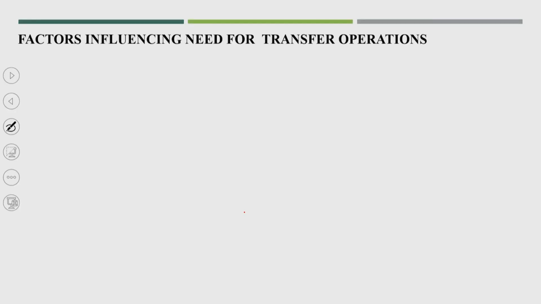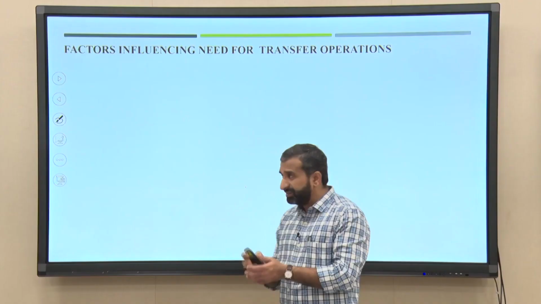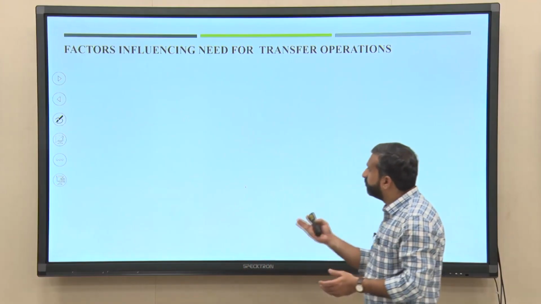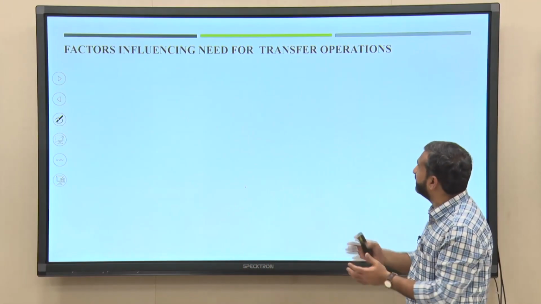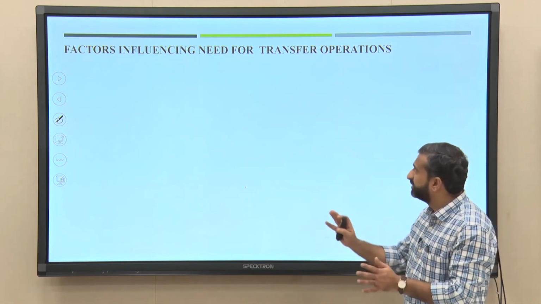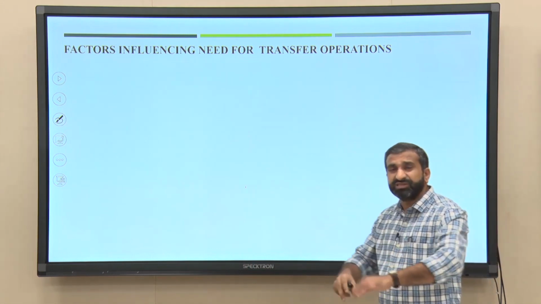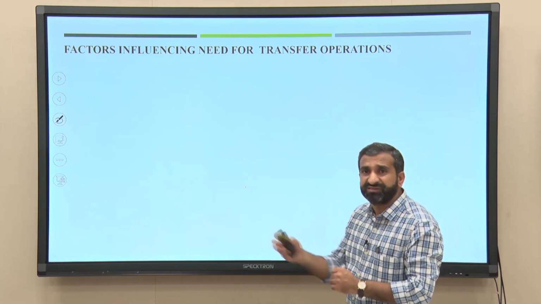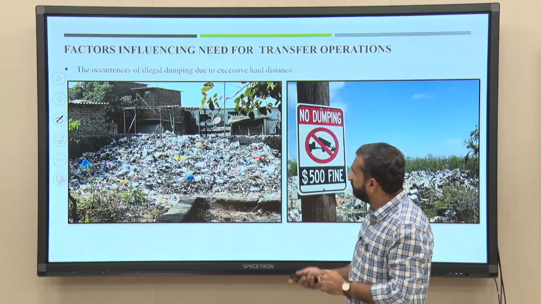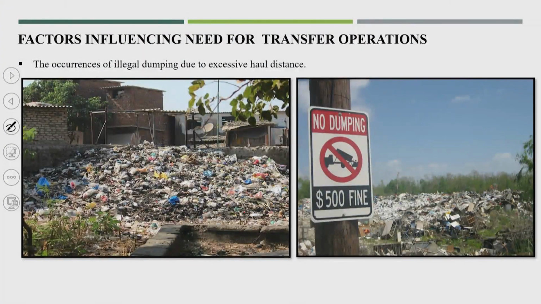Now, apart from these two important necessities, there are a few more factors which will really attract the transfer stations. Because of these transfer stations, some more excess benefits could be possible. The first is the occurrence of illegal dumping due to excessive haul distance. It is possible, especially in a country like India, where haul distance is very far away.